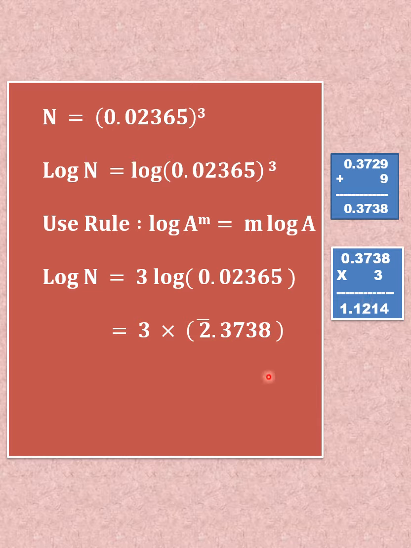Now only one part remains: bar 2 multiplied by 3. Bar 2 multiplied by 3 means how much? Bar 6, or minus 6. This minus 6 gets added to the 1. 1 minus 6 becomes minus 5, and your final answer is bar 5.1214.